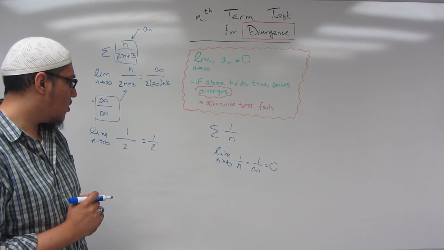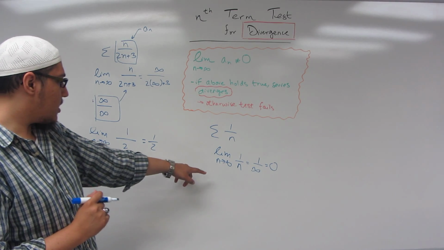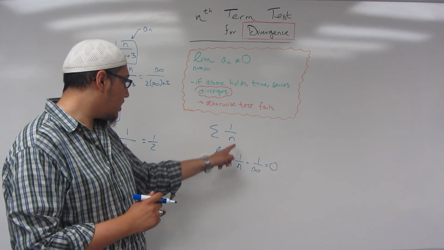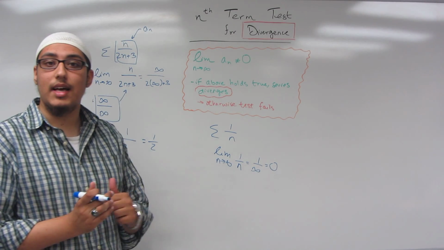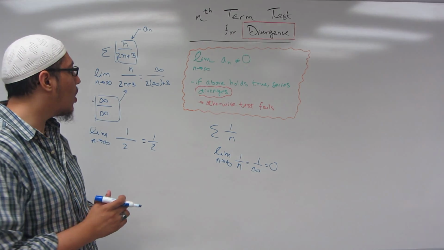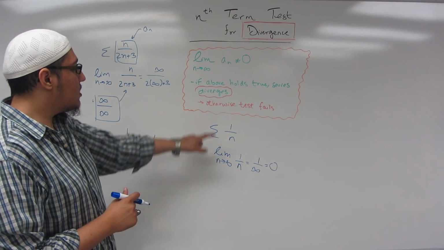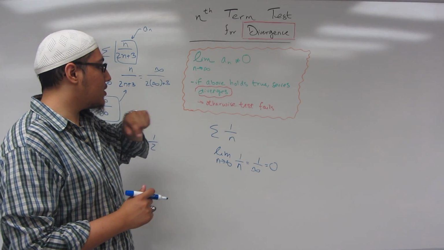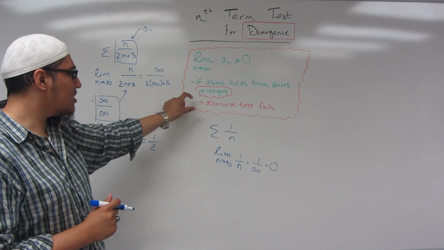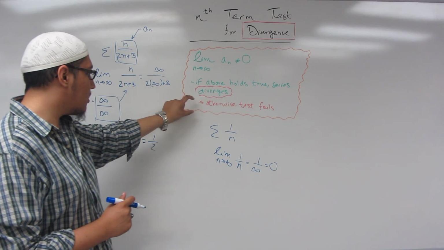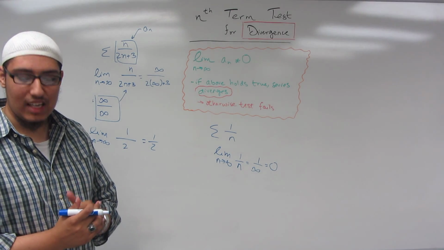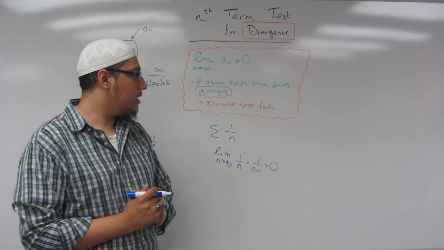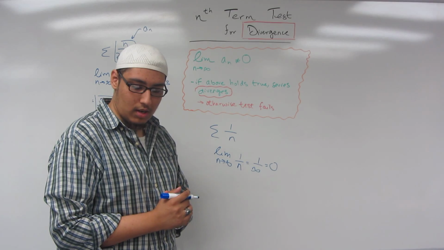Now, what does this tell us? This tells us that we took the limit as n approaches infinity of our a sub n, and we ended up getting 0. What does the test tell us if we do get a 0? Well, all that it says is that if it does not equal 0, then it diverges. If it does equal 0, on the other hand, the test fails, or it is inconclusive. All right? Now let's just go over one last example.